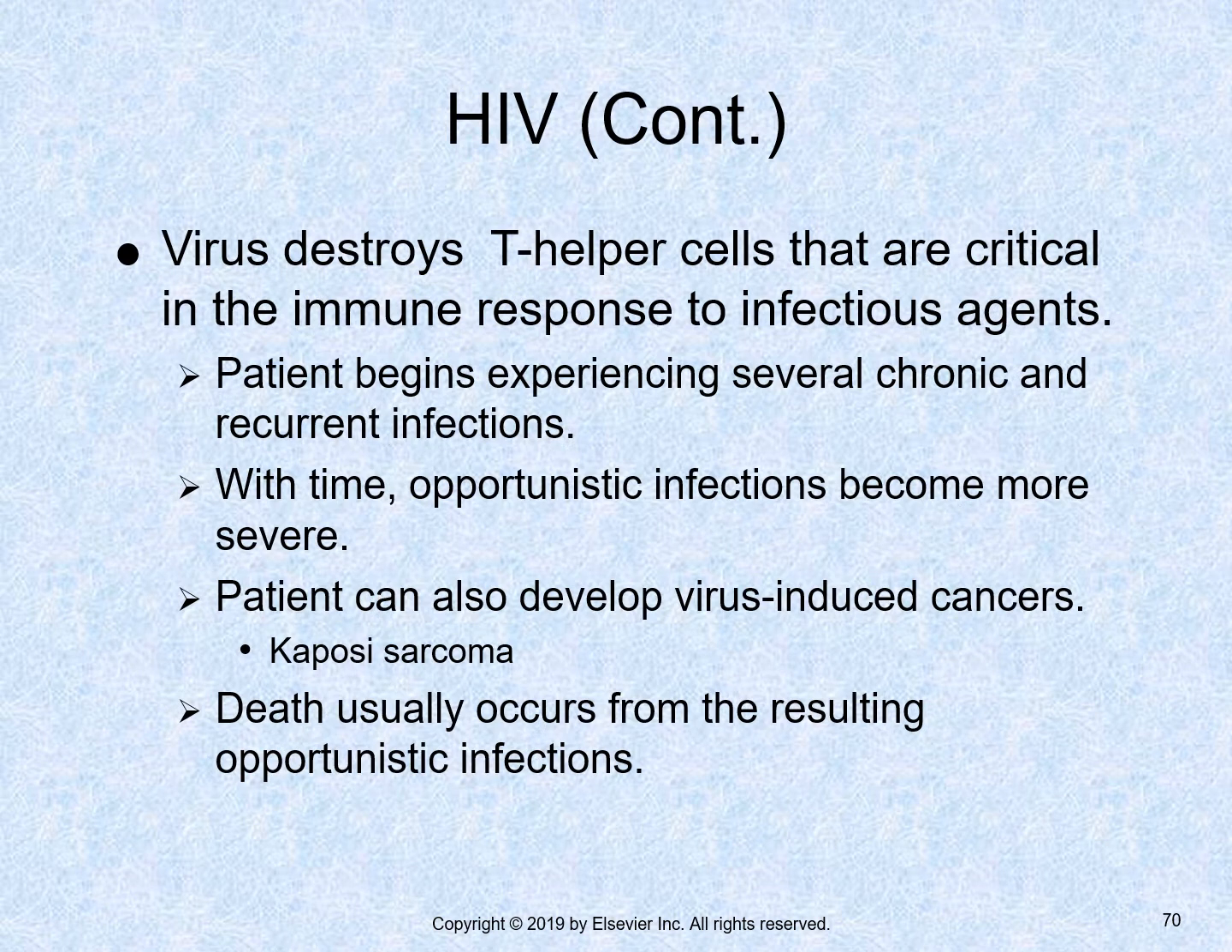The virus destroys T helper cells that are critical in the immune response to infectious agents, so then patients begin experiencing several chronic and recurrent infections. With time, opportunistic infections become more severe. Then patients can also develop virus-induced cancers. Death usually occurs from the resulting opportunistic infections.